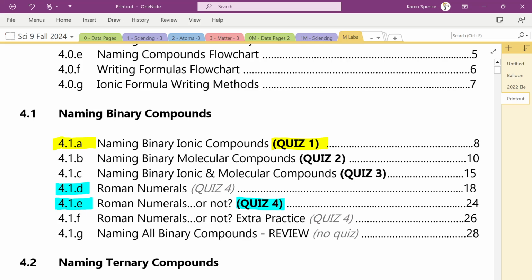Now, let's say you don't do very well on quiz 4. Say you don't do very well and you would like to rewrite it, but you need some extra practice before you rewrite it. That would be what 4.1f is for. Does that make sense? So when you get to the bold quiz, you can write a quiz.